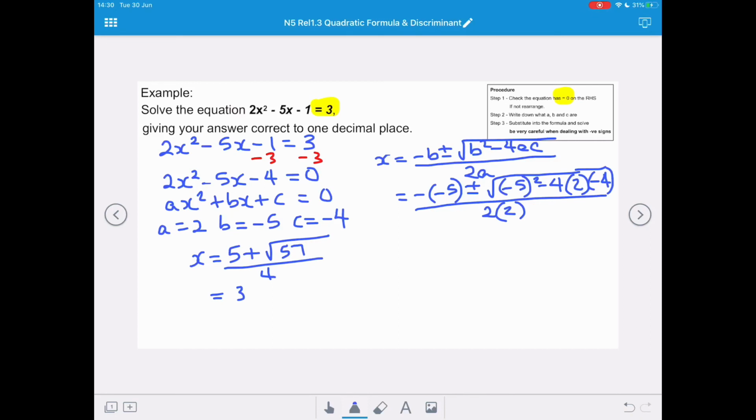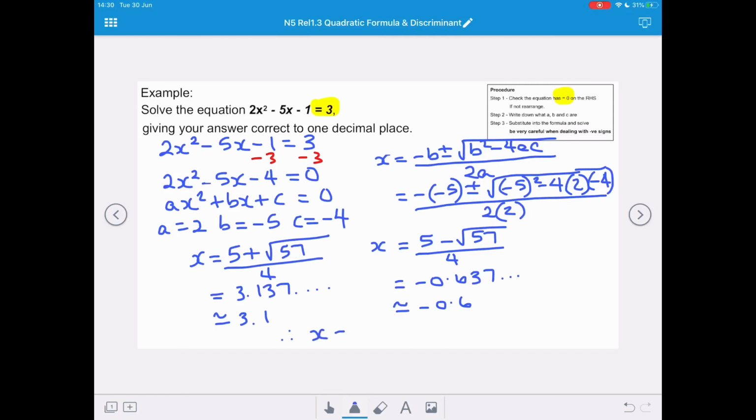So that equals 3.137 and so on. And to one decimal place, we're rounding it to 3.1. And then we've got x is equal to 5 take away root 57 all over 4. And that gives us -0.637 and so on. And to one decimal place, that rounds to -0.6. And so the solutions to this equation using our quadratic formula are x is equal to -0.6 or 3.1.